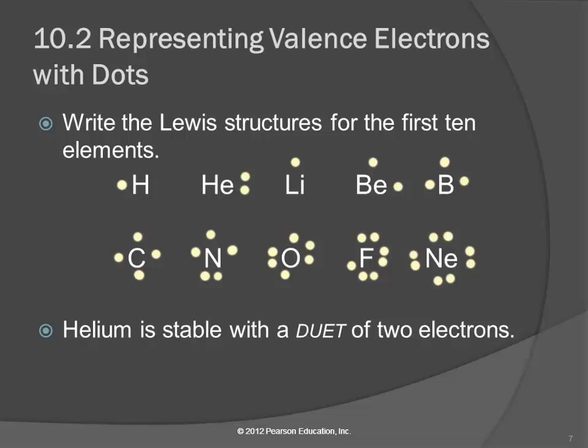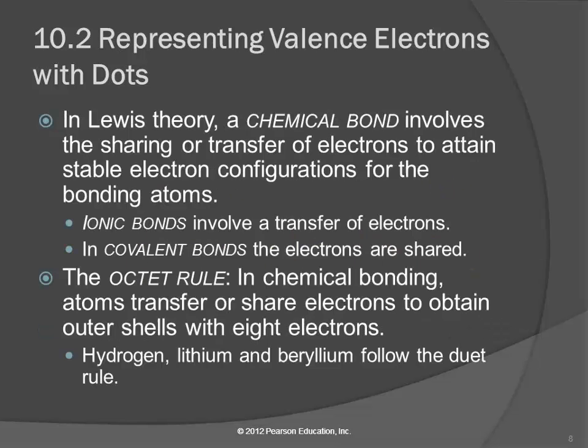The standard answer is that it's lower energy. But that's boring. I like quantum consciousness. So helium is stable with a duet of electrons. And hydrogen is a little guy also, and he's trying to get a duet of electrons. The others are trying to get 8, pretty much. I'll tell you, we do lie to you in introductory chemistry.